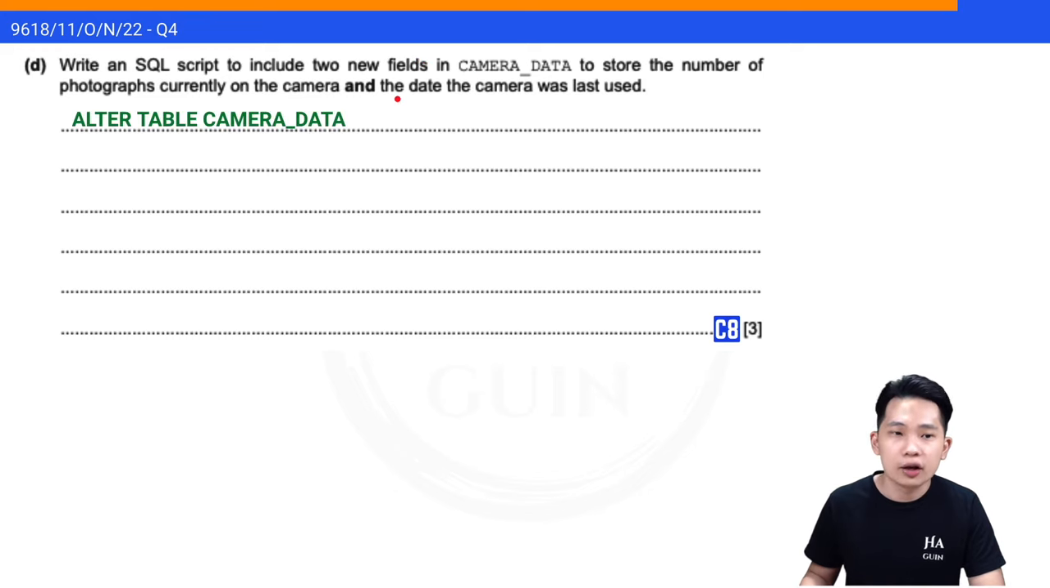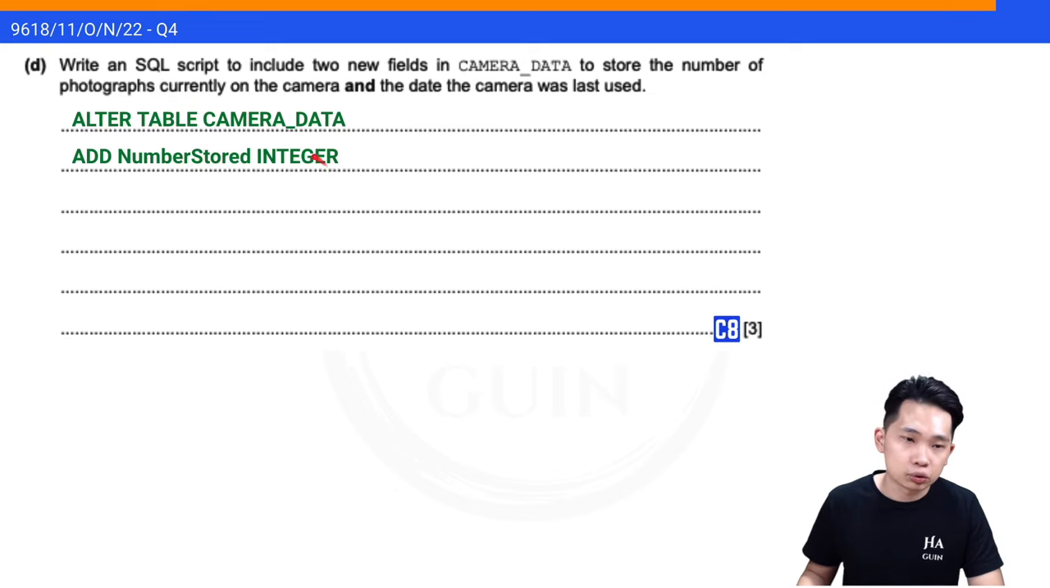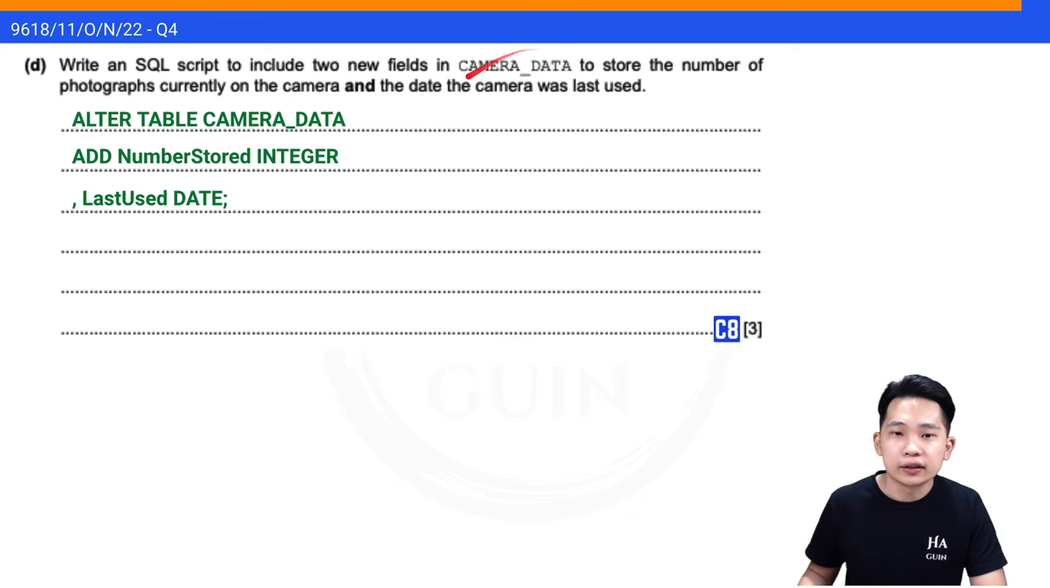So first of all, we can write ALTER TABLE camera_data. Since we want to add a column into this table, we have to use the ALTER TABLE command, and then we can just write ADD number_store INTEGER. So this is to store the number of photographs, and this is the integer data type. And next will be a comma, last_used. So this is the column name for the date the camera was last used. And then the data type will be the DATE data type, and then a semicolon. So this is how you can get 3 marks for this question itself.